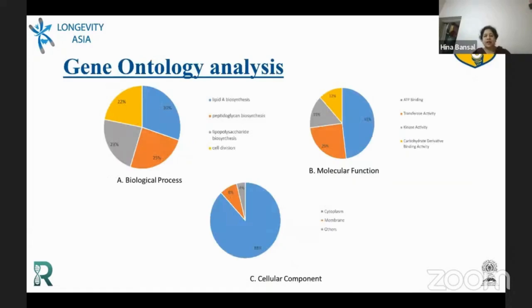The selected higher rank module, which has 25 proteins, was subjected to gene ontology analysis. Here you can see in the gene ontology analysis, in biological process, 30% of proteins are involved in lipid A biosynthesis, 25% in peptidoglycan biosynthesis, 23% in lipopolysaccharide biosynthesis, and only 22% in cell division.